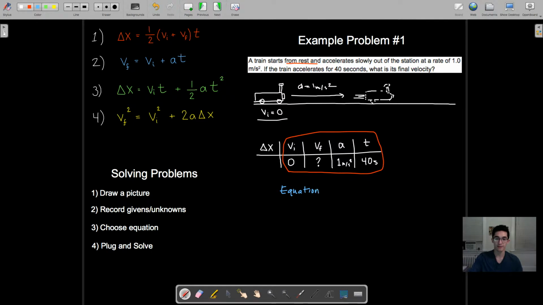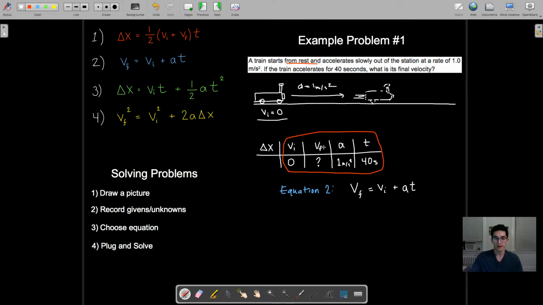All right. So let's try it now. Let's use equation 2. So I'm going to write equation 2. It's my next step. V final is equal to V initial plus acceleration times time. Always write out your equation, okay? And now I'm going to rewrite this equation, except I'm going to plug in all my values.